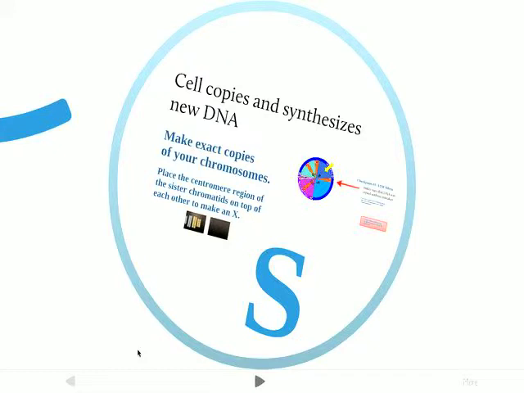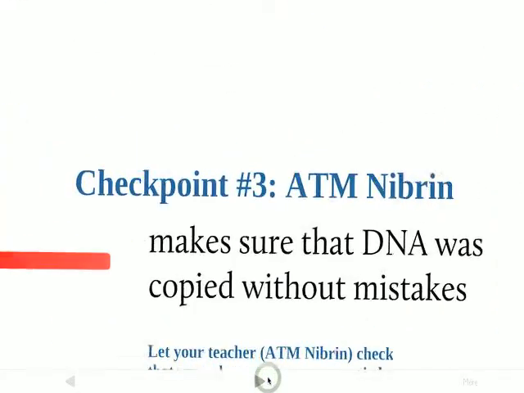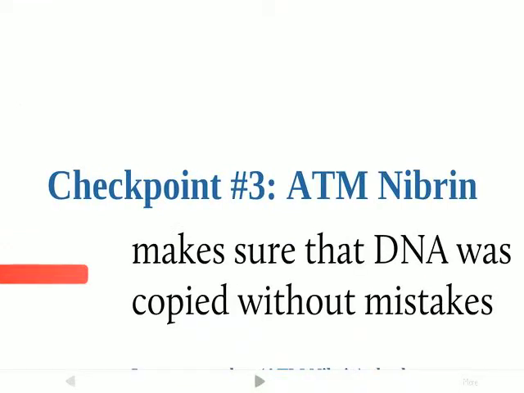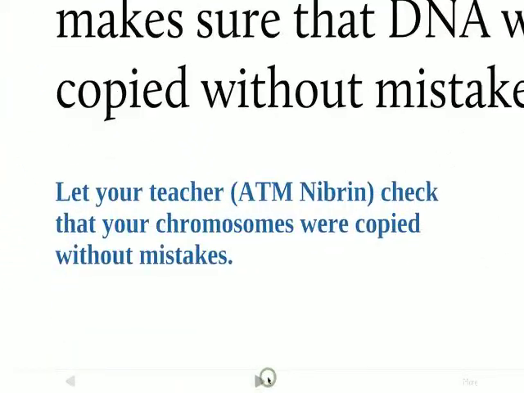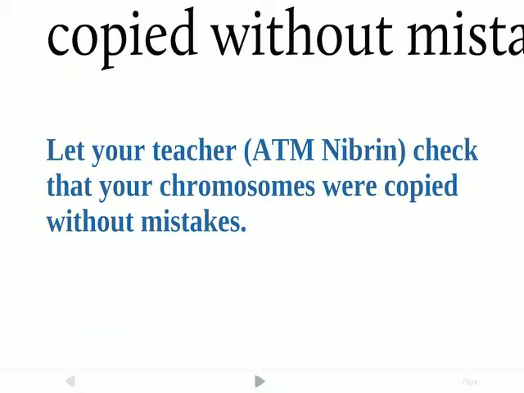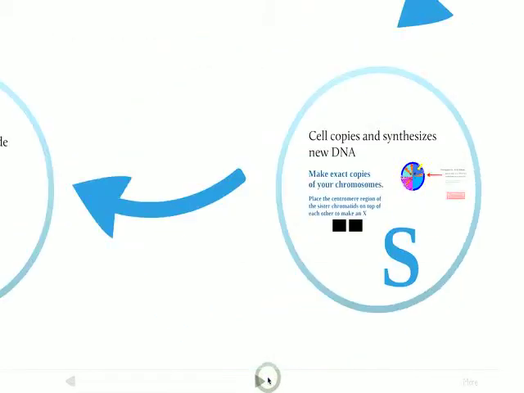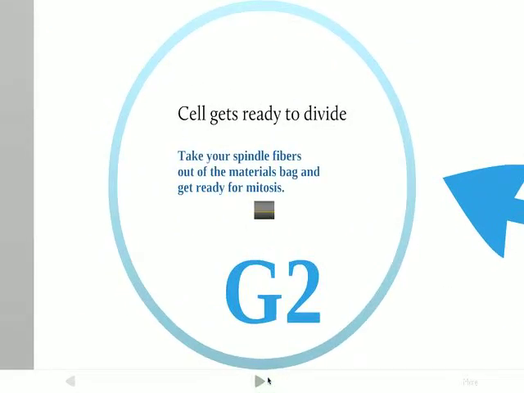Once the cell has copied the DNA, then it's ready for its next checkpoint, which is called ATM nibrin. And at this checkpoint, the cell makes sure that the DNA was copied without any mistakes. And so I came around and made sure that all of the DNA that was copied was the same size and length and color as the DNA that they started out with.